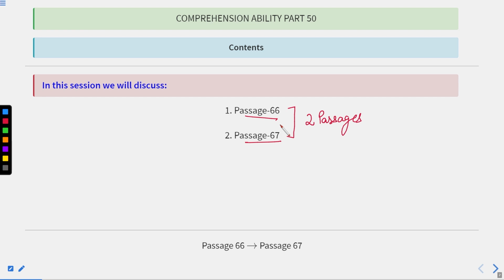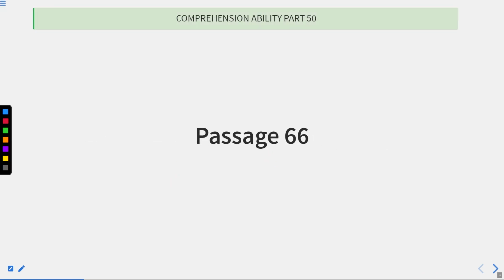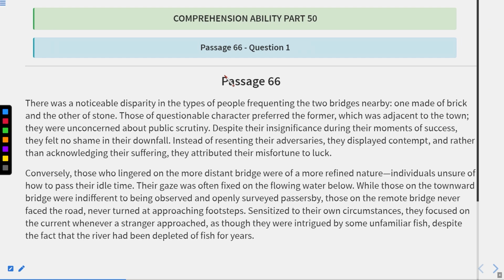In all the earlier sessions as well, we have been reading comprehensions first, and after that, we have been attempting questions based on those passages. In this session as well, first of all, we'll read the entire passage, and after that, we will attempt the questions that follow. So first of all, we'll begin with passage number 66. Because these are two short passages, we will first read the entire passage, and after that we'll go to the questions and start attempting them. So this is passage number 66, as you can see over here.